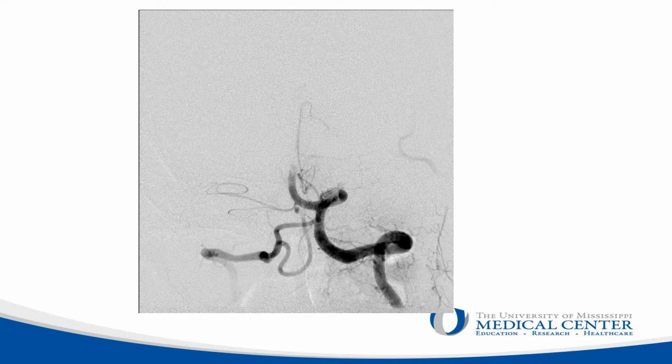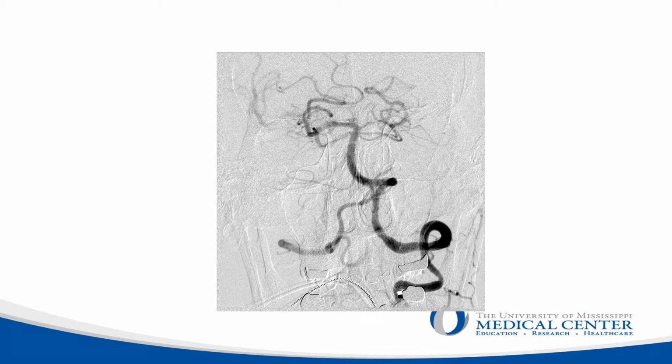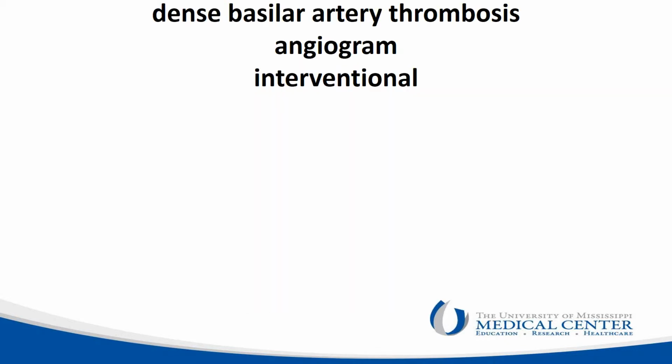On our angiogram, this is a left vertebral artery injection. We're seeing a lot of reflux into the right vertebral artery, and we're not seeing opacification of the distal basilar artery. However, it was reopened, and now we see opacification of the distal basilar artery extending into the posterior cerebral and superior cerebellar arteries. So that was a dense basilar artery thrombosis. After the intervention of the angiogram, the patient.